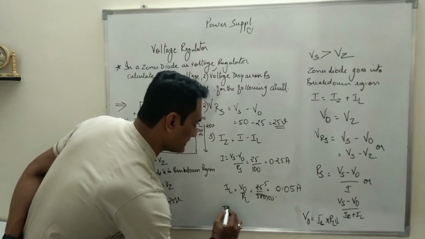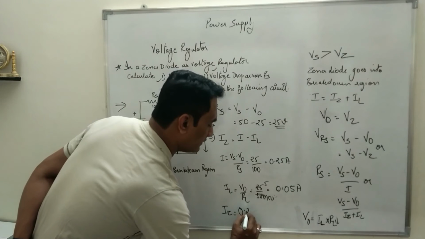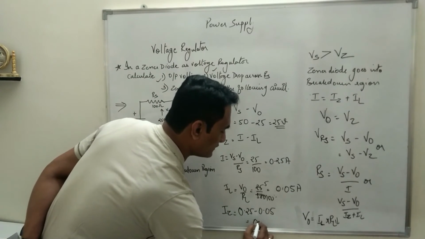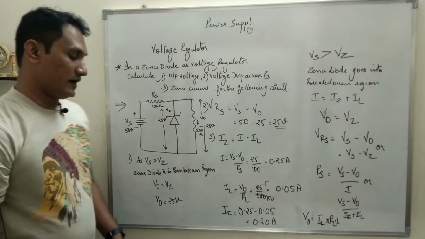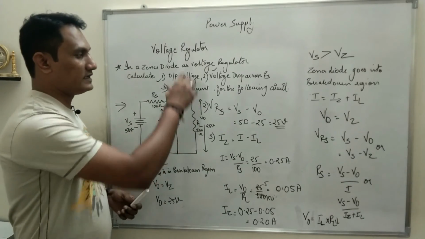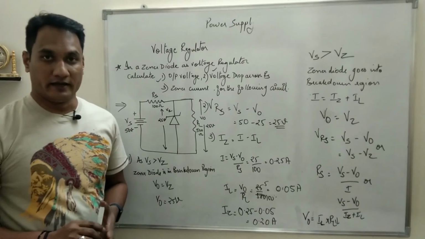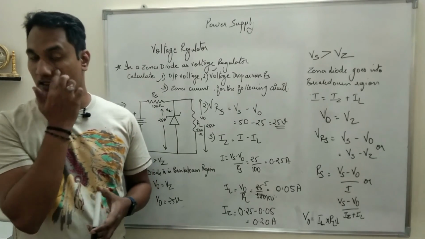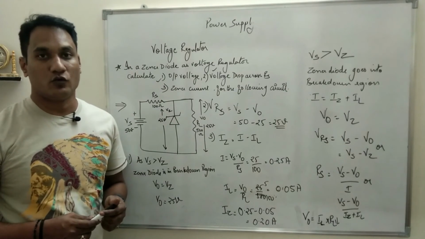So what will be Iz? It will be I minus IL. That means 0.25 minus 0.05, that is 0.20 amperes. That will be the value of Iz. Okay, so only the values will change, but the question will be asked exactly in the same manner. So this is one way of asking numerical questions on Zener diode as voltage regulator. I hope you have understood.